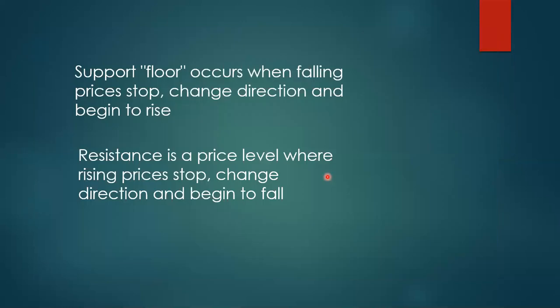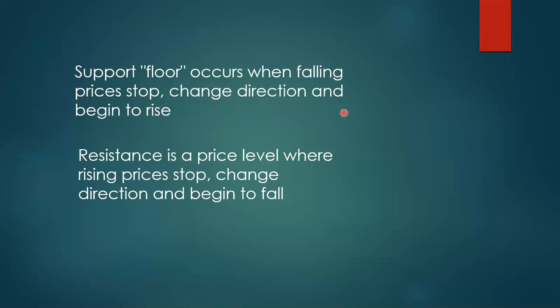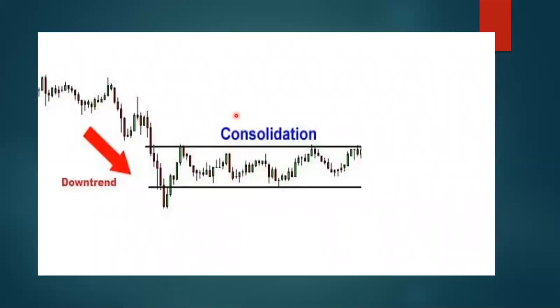So we've talked about support and resistance. Let us define what is support and what is resistance. Support, or what we call the floor, occurs when falling prices stop, change direction, and begin to rise. Support is where prices stop, change direction, and begin to rise.